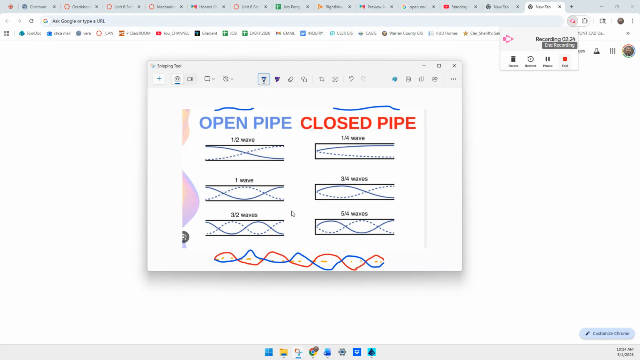And I have some longer videos to show more about this, but this is just a really quick overview. It's important to note that on the closed pipe, these would both be the first harmonics here, and then this would be the second harmonic, and then this would be the third harmonic.